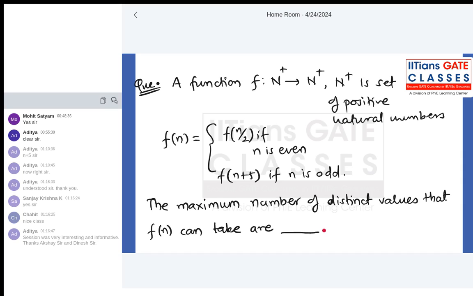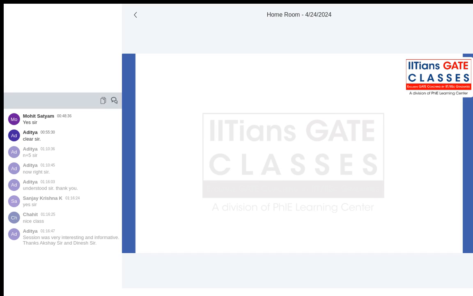So this looks like a slightly tedious problem, but for such problems, like many problems in GATE exam, the trick is, I'll write it again here so that it is easy. f of n is n by 2 for n even, and it is n plus 5 for n odd. Okay, this is our definition. And it is a positive natural number.